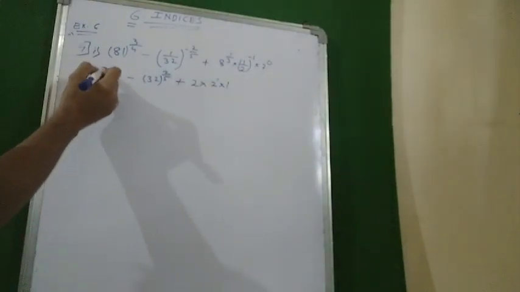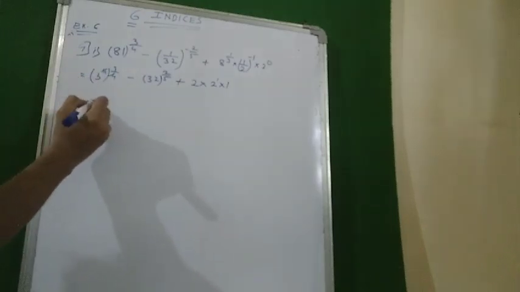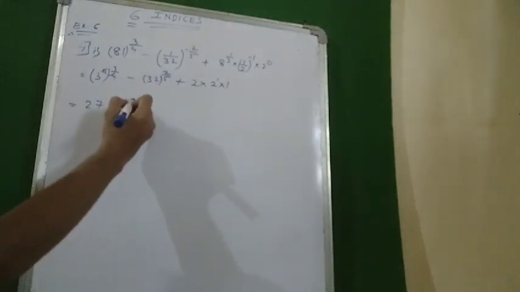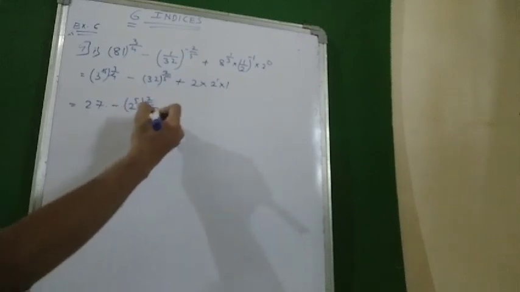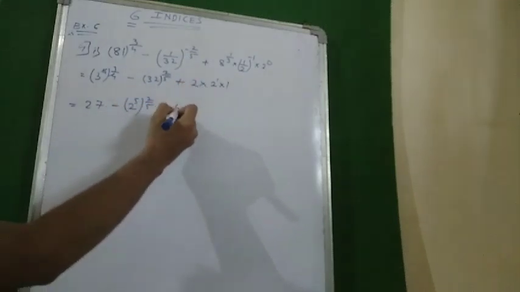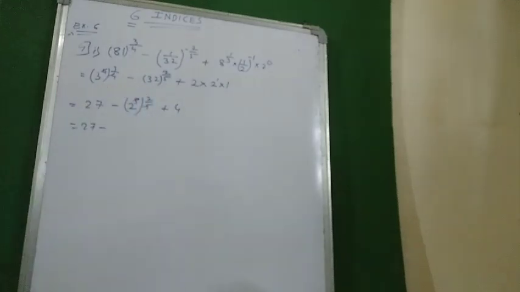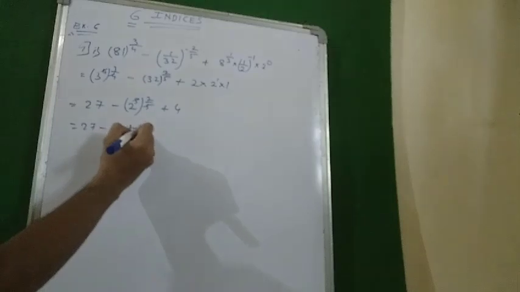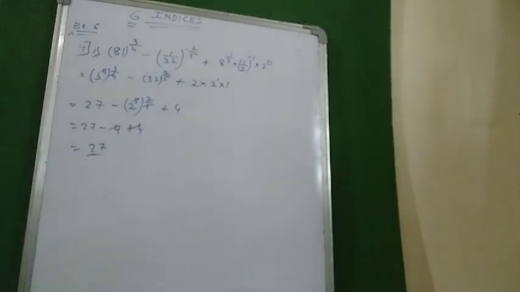Okay, so this 4 gets cancelled. We have 3 raised to 3. What is 3 raised to 3? It is 27. Okay, 32. 32 can be written as 2 raised to 5, whole raised to 2 upon 5. 2 2s are 4. So we have 27 minus, this 5 gets cancelled. Again 2 raised to 2 is 4, plus 4. And the plus 4 and minus 4 cancel, and the solution for the same is 27.